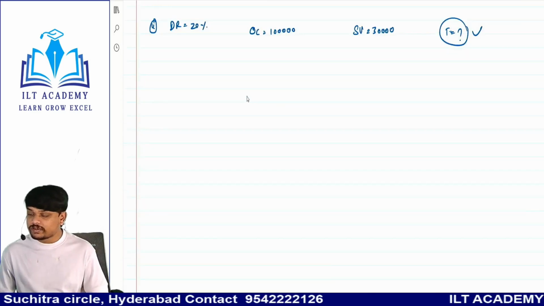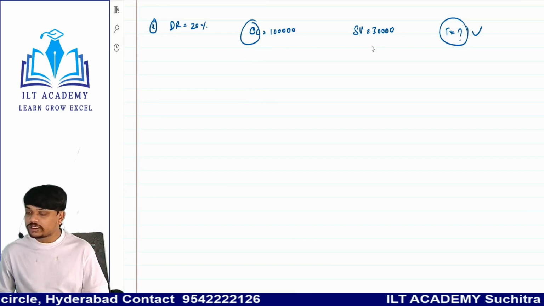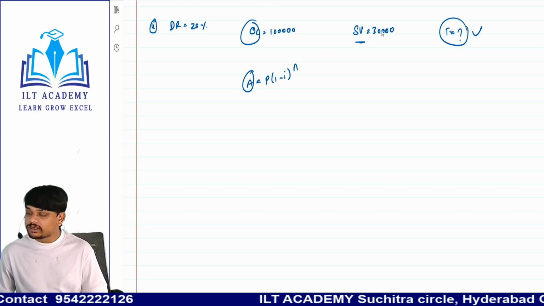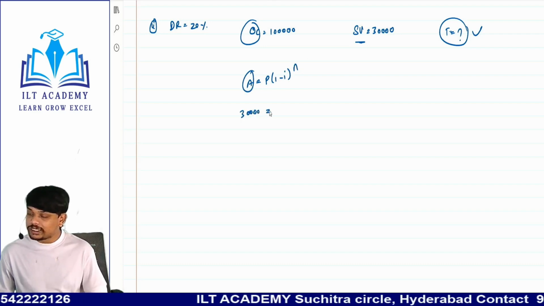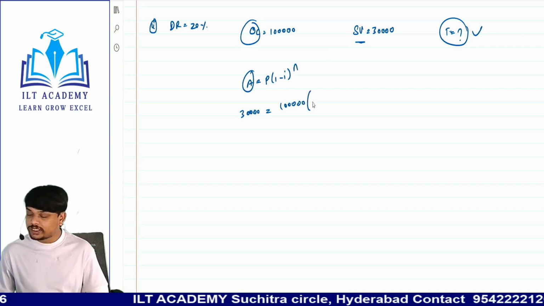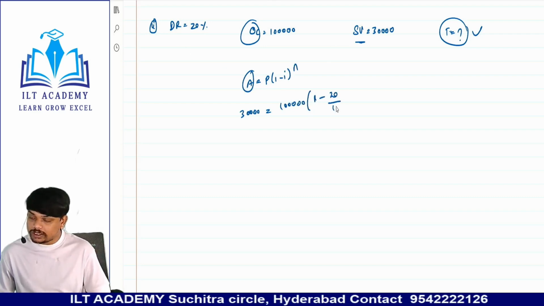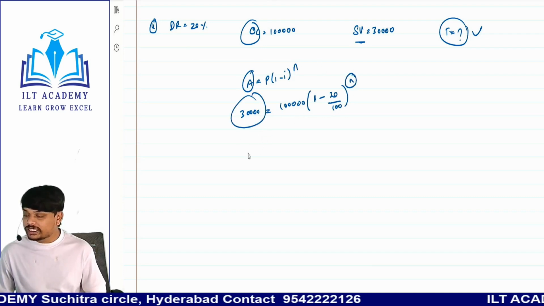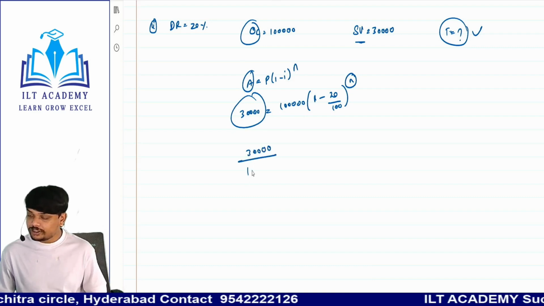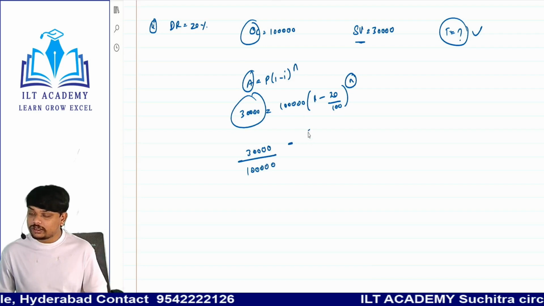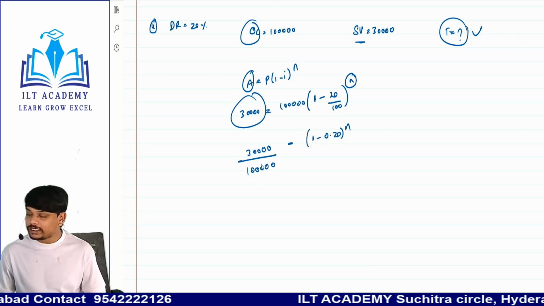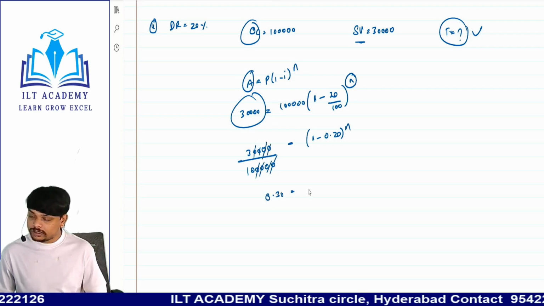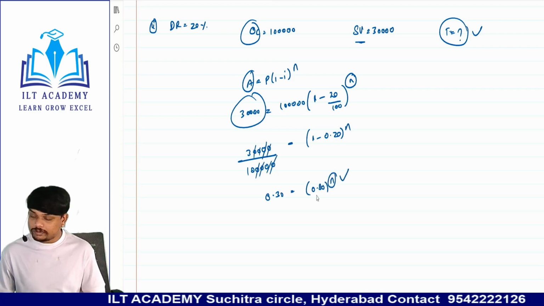So what is this? The machine is depreciated. You know the same formula, right? Original cost is given and scrap value is given. So amount is equal to P into 1 minus I power n. Amount is nothing but the scrap value, 30,000. And principal is 1 lakh. And 1 minus rate is 20 upon 100, whole power n, which we don't know. So here we will do 30,000 divided by 1 lakh is equal to 1 minus 0.20 whole power n. So 3 by 10 is 0.30, equal to 0.80 whole power n, the number of years.